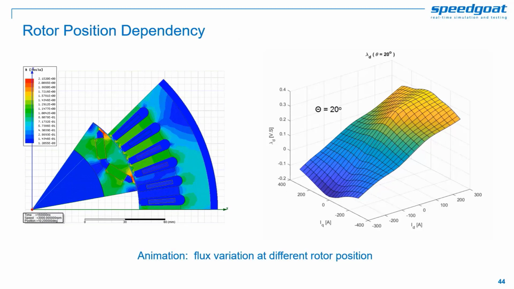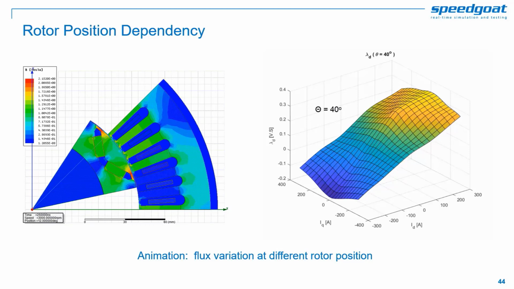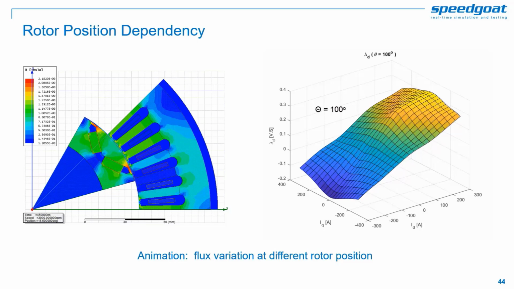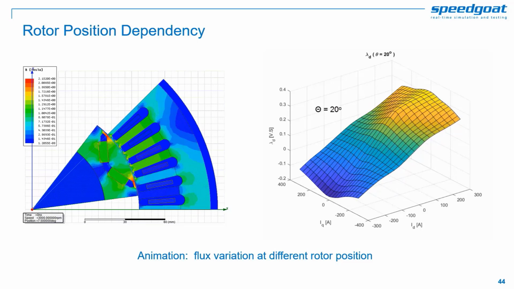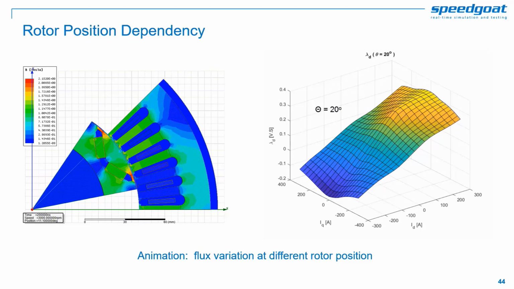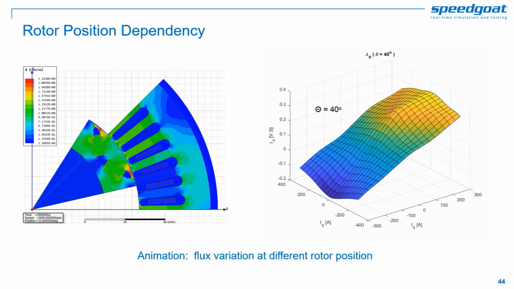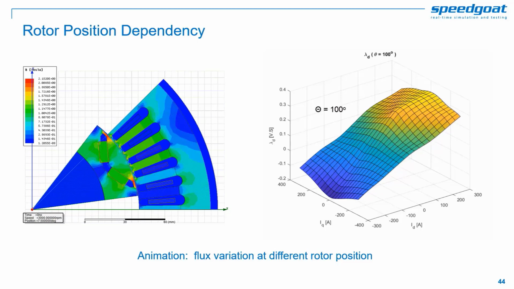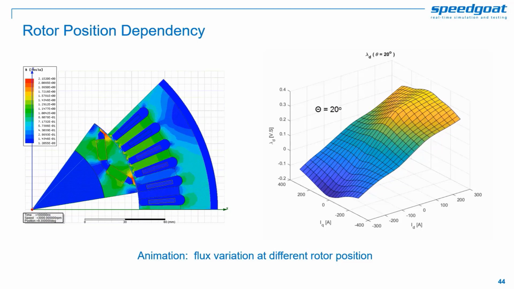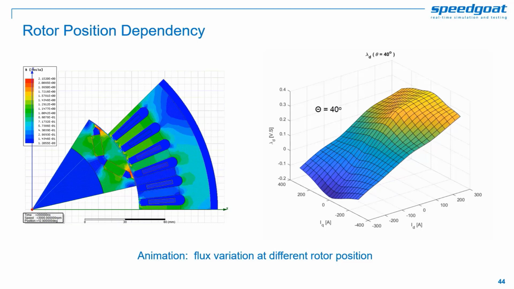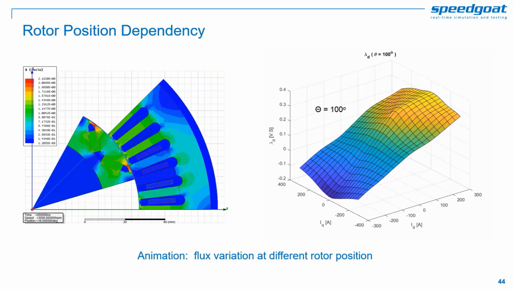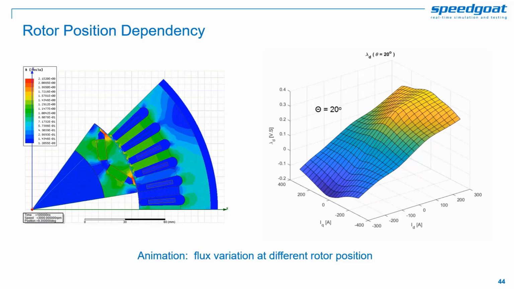Here is an animation of the flux variation at different rotor positions. The left plot comes from ANSYS Maxwell, which shows how flux density changes as the rotor position changes, and the right plot is a MATLAB plot of the flux surface at different rotor positions. You'll notice that the flux surface constantly shifts when the rotor rotates. That variation introduces spatial harmonic components in the flux linkages, currents, and torque. So in this type of high-fidelity model, we're trying to capture the rotor position-dependent components.